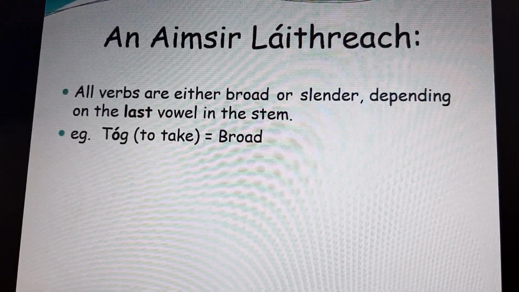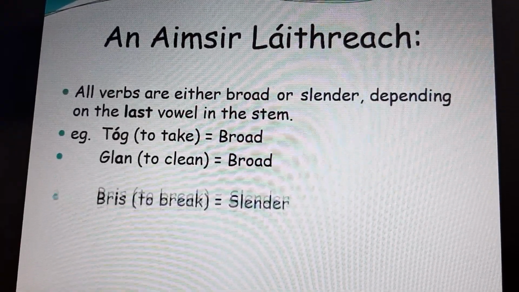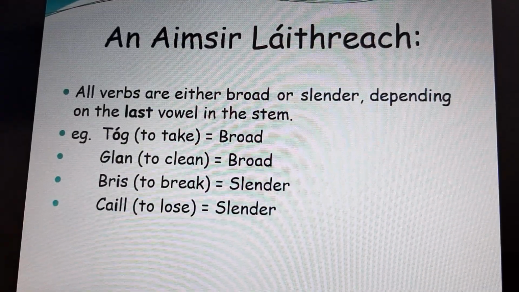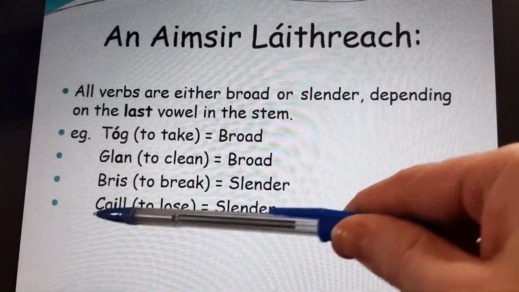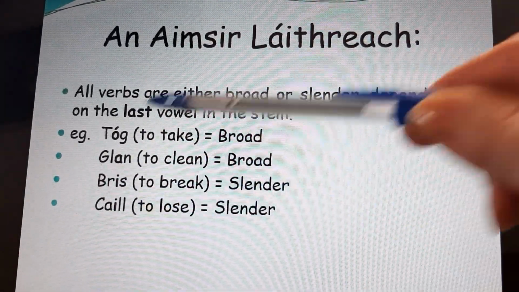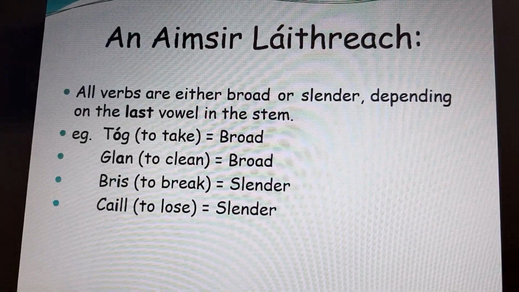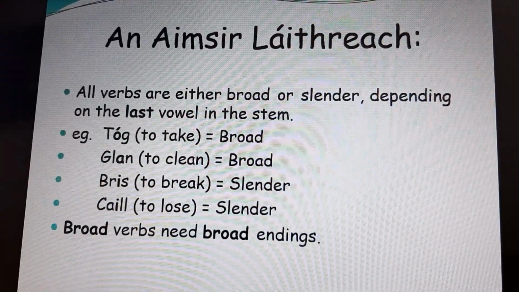Mar shampla. Tóg is broad because of the O. Glan is broad because of the A. Bris is slender because of the I. And Caill is slender because of the I. So you can see with the Caill there, there's a broad one and a slender one. But we look at the last vowel. That's what dictates what makes it broad or slender, okay? So that's what I mean by a broad or a slender vowel and a broad and a slender verb.